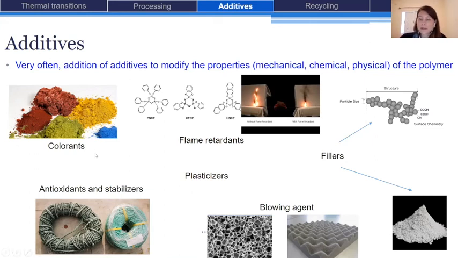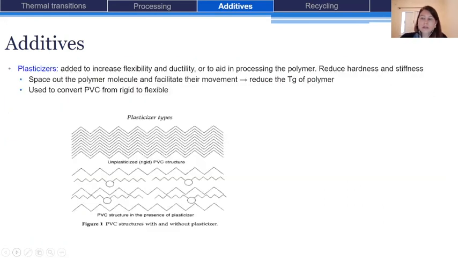And then we have plasticizers. So let's talk a little bit more about plasticizers. They are very important additives in polymers because they permit to increase flexibility and ductility, or they can help make the processing of polymer easier. So they reduce the hardness and the stiffness.